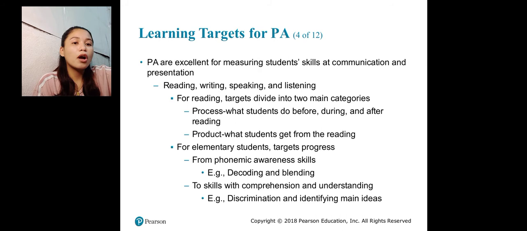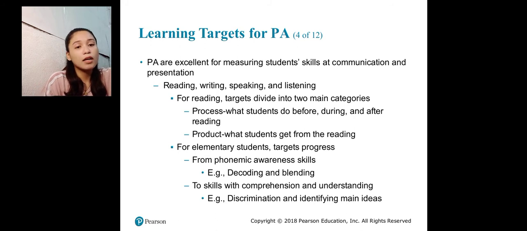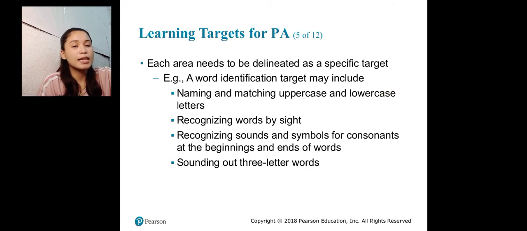For reading, targets divide into two main categories: process and product. For process, these are what students do before, during, and after reading. And for product, these are what students get from reading. For elementary students, targets progress from phonemic awareness skills, for example decoding and blending, to skills with comprehension and understanding, for example discrimination and identifying main ideas.